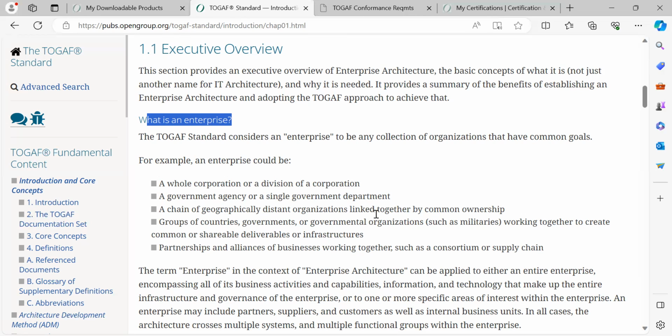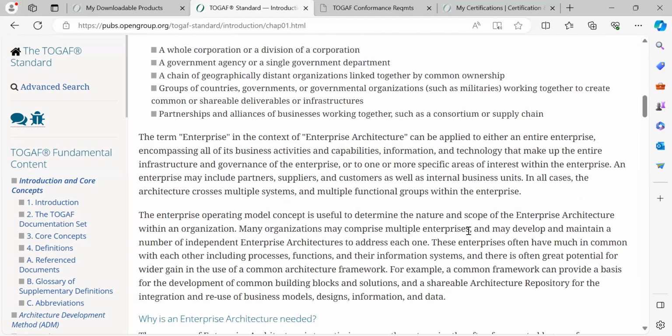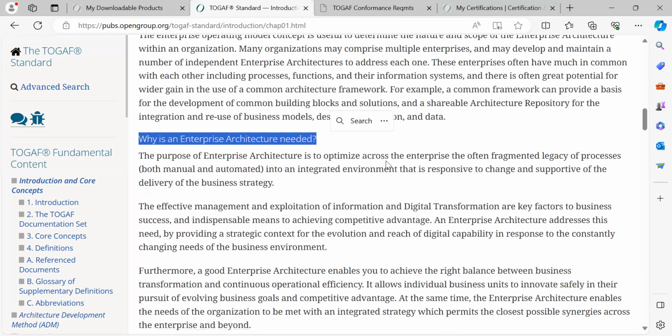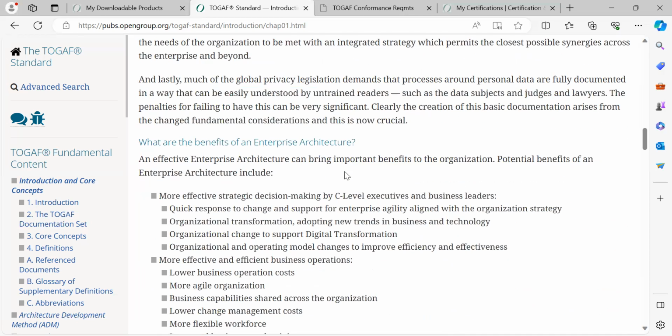And then let's say we were talking about the purpose of enterprise architecture. If you see, why is an enterprise architecture needed? The purpose of enterprise architecture is to optimize across the enterprise the often fragmented legacy of processes into an integrated environment that is responsive to change and supportive of the delivery of the business strategy. So that is what you can read in regards to the purpose of enterprise architecture. And then I also spoke about the key benefits of enterprise architecture. So here are the key benefits. Everything is available to you in the book.